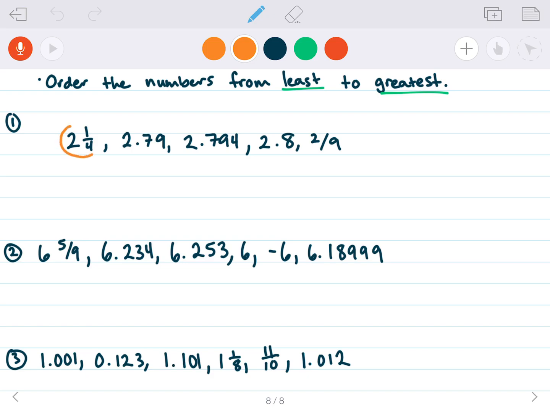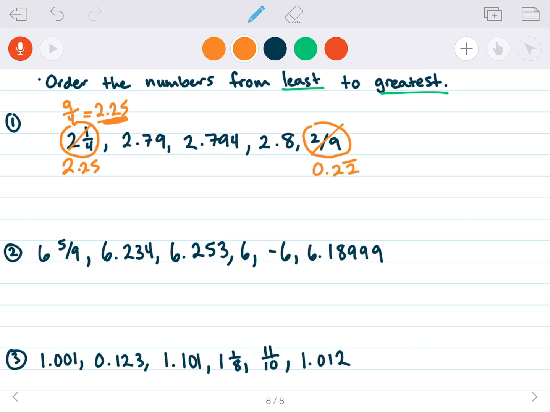I notice that I have a fraction here and a fraction here that I can change. So this guy into a mixed number, 2 times 4 is 8, plus 1 is 9. So this is 9 divided by 4, which equals 2.25. All right, so this as a decimal is 2.25. So let's get rid of that and replace it with 2.25. 2 divided by 9 as a decimal is 0.22 repeating. And now we can order these.